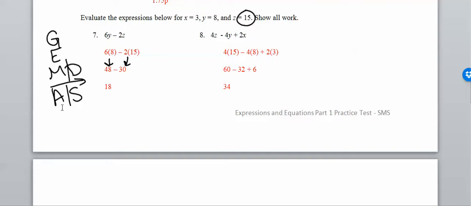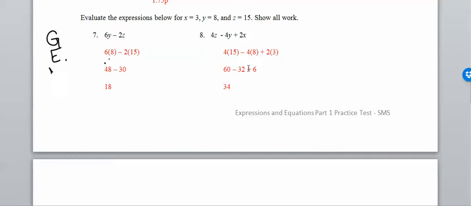So in this case, we're going to add and subtract from the left to the right now. So we have to do this step first. 60 minus 32 gives us 28. Then add the 6, and we get 34. So make sure that you subtracted before you added, otherwise you'll get a different answer.